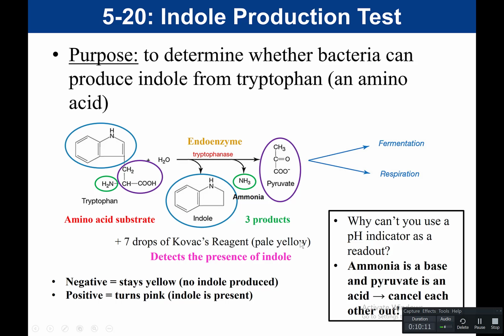Kovacs alone is a pale yellow color. So the negative for this test is that the tube stays yellow, which means that no indole was produced, and bacteria do not produce tryptophanase because no indole was produced. The positive is going to be that pink red, and if we see a pink red, it tells us that indole is present. So the Kovacs reacted with the indole, and it turned that pink red, which is our positive. So this is basically your, again, biochemical sheet.